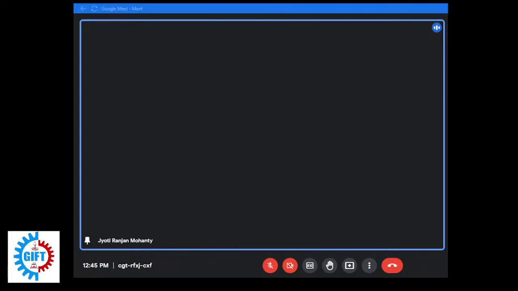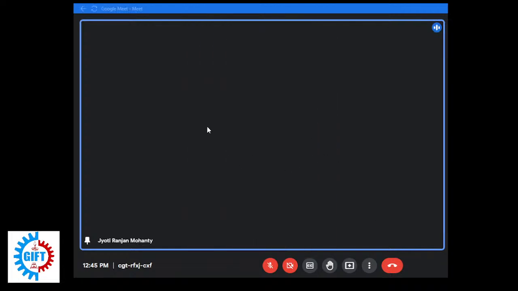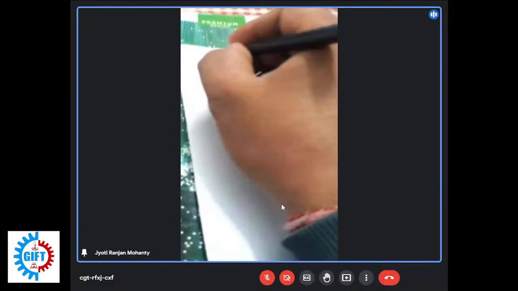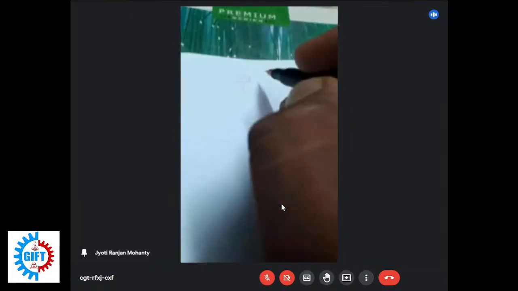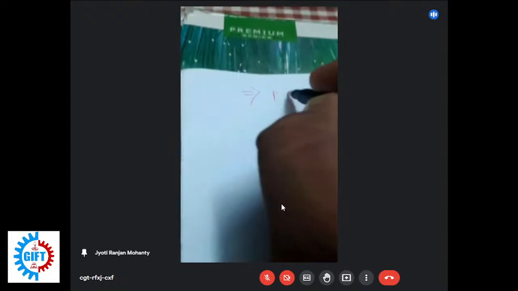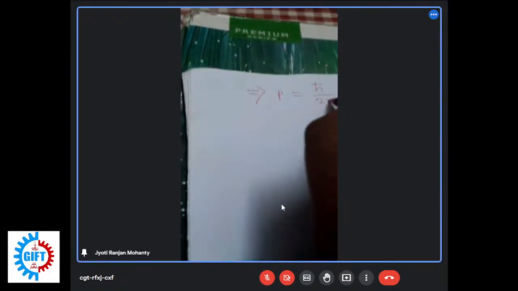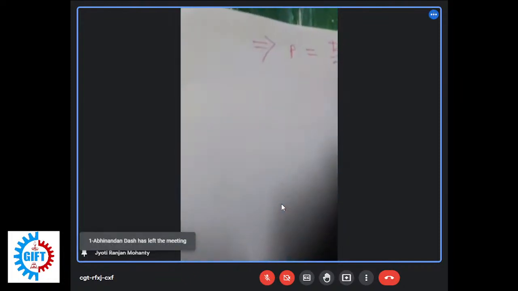Yes, let us start. From that equation, xp is equal to h cross by 2. So this implies, what is p? P is equal to h cross by 2x. Very good. P is equal to h cross by 2x.